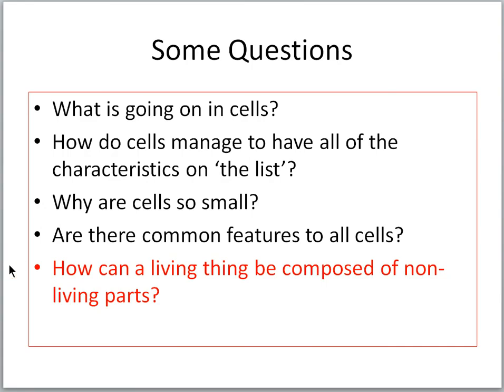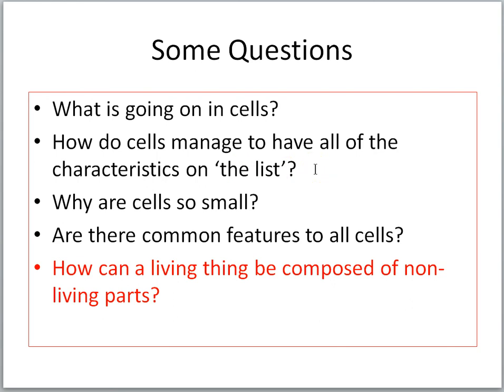So to wrap up this lesson series, we'll revisit some of those questions that we began the series with. What is going on in cells? Well, we'll say that a whole bunch of different kinds of molecules are interacting in very important ways that allows the cell to meet all of the demands of life. How do cells manage to have all of the characteristics on the list? That list that makes something alive.